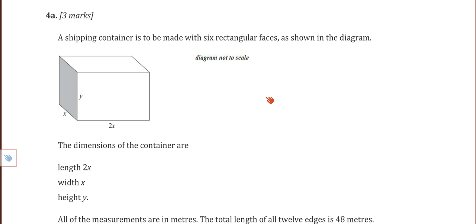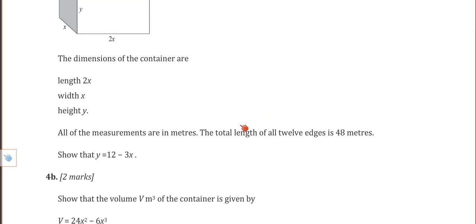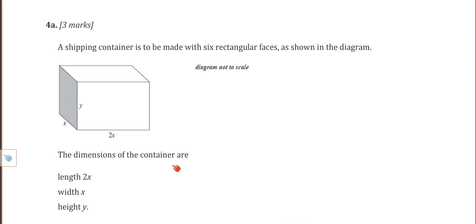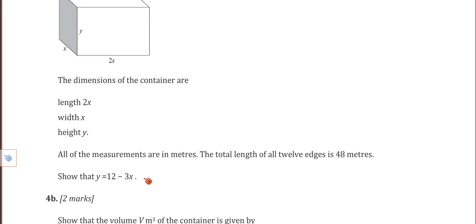So let's look at this. A shipping container is made with 6 rectangular faces. Dimensions are 2x, x, and y. All of the measurements are in meters. The total length of all edges is 48. Okay, and this is it. Do you notice they always have a show that? Because if you can't show that, you can still do the rest of the question. All right. So there's a good few marks available. So 3 marks for showing that.